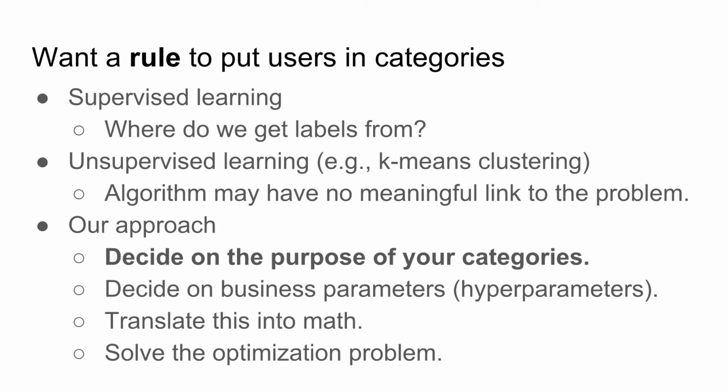You could think of using unsupervised learning. So this may jump into your head, but the algorithm that decides on the rule may have no link to the problem that's meaningful in any way. It's just a mathematical definition.